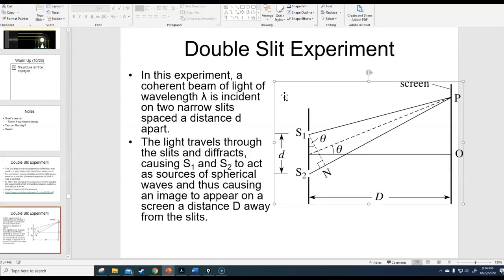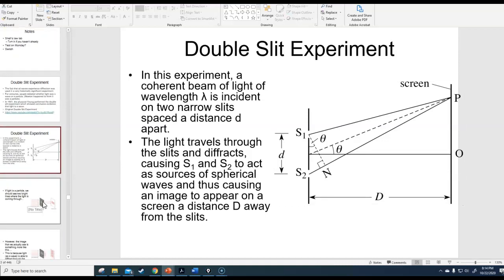The wavelength of the light is lambda. The light goes through the two slits, and there's going to be some type of projection screen over here on the right side, where you can look at the pattern that emerges. The light travels through the slits and diffracts through each slit, so it spreads out in circular patterns as it goes through, and those waves interfere with each other and cause an interference pattern on the back screen.